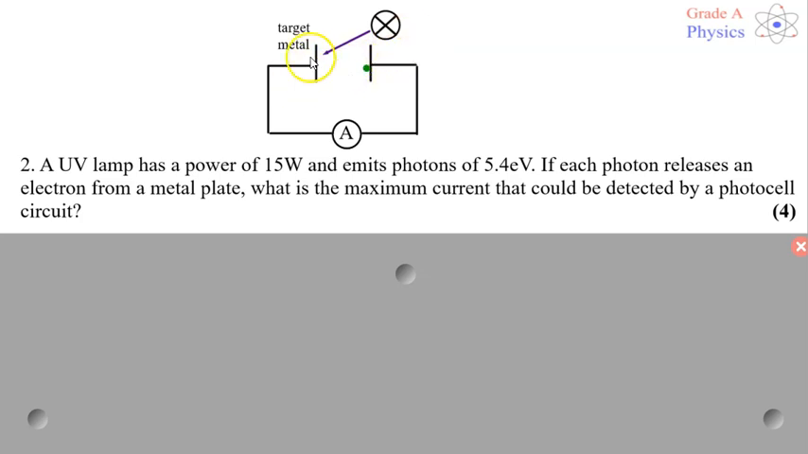And we have billions and billions of electrons doing this. So as they move around the circuit, we can detect a current. So this is what we're trying to find here, the maximum current. So I would say this is a grade AB type question. It's a bit more difficult.